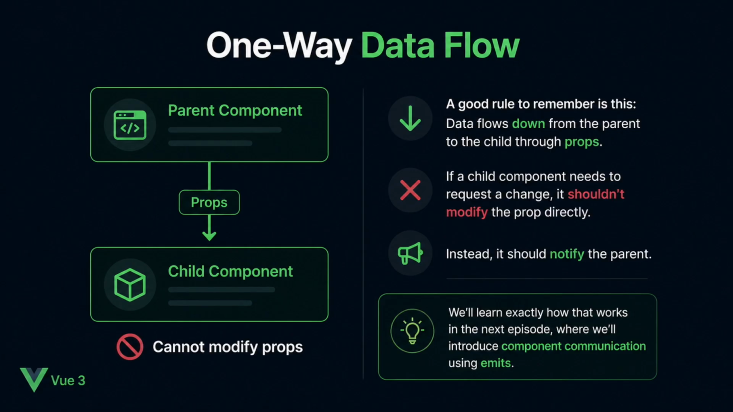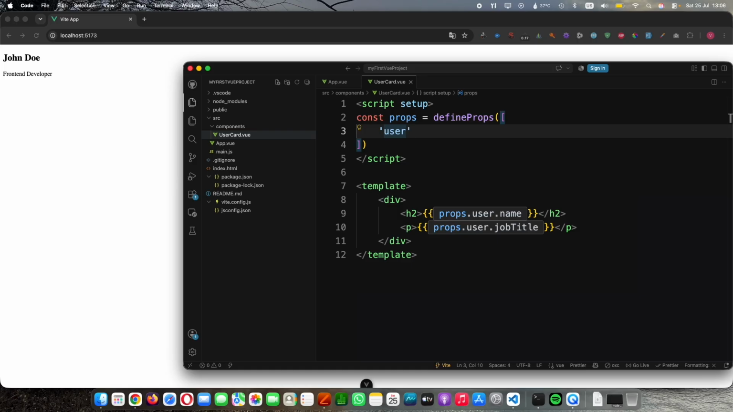Before we wrap up, there's one more useful feature worth knowing about. Let's see how Vue can help us validate props during development. So far, we've been defining props using a simple array of names. For small examples, that's perfectly fine. However, in real applications, we often want to describe what kind of data a prop should receive. Vue allows us to do this using prop validation.